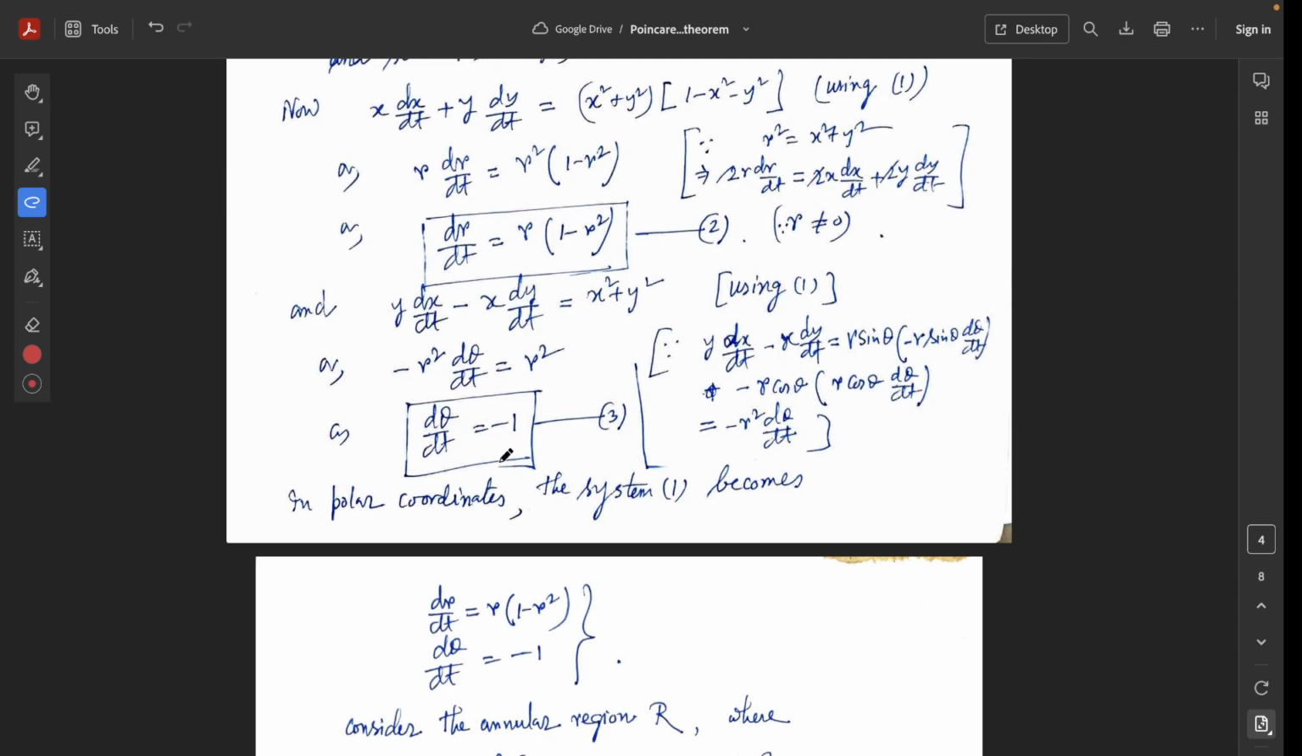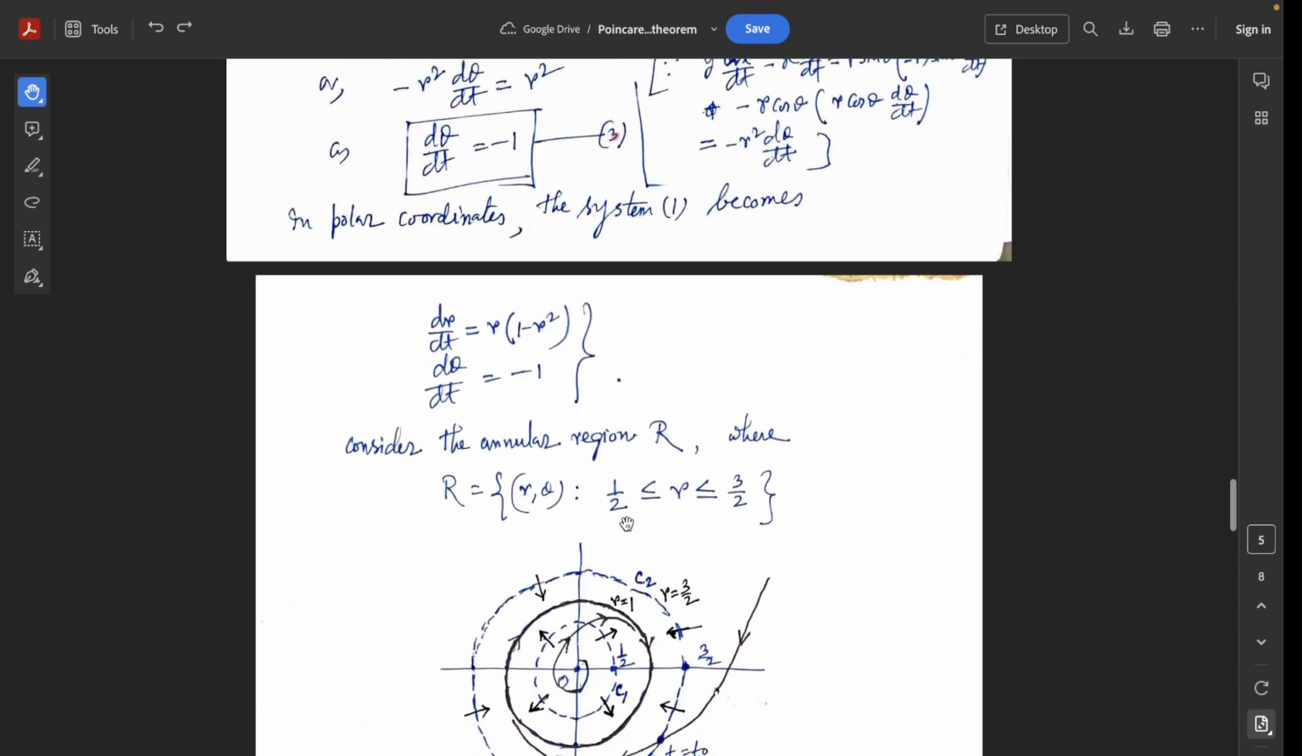And d theta/dt is equal to minus 1. That means theta is in the clockwise direction. Anti-clockwise direction is plus, so clockwise is minus. Clockwise direction is in this direction. So the given system 1 becomes, in polar form, dr/dt equal to r(1 minus r square), d theta/dt equal to minus 1.